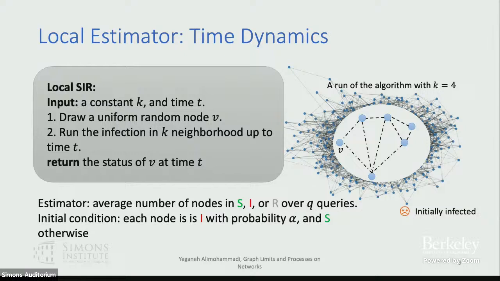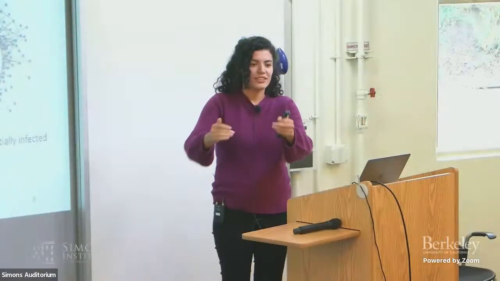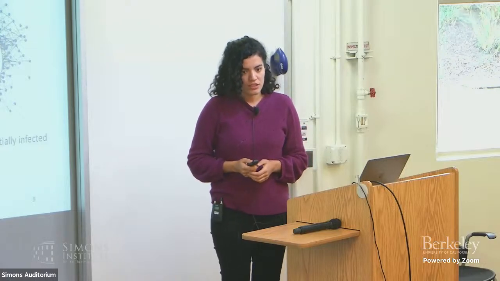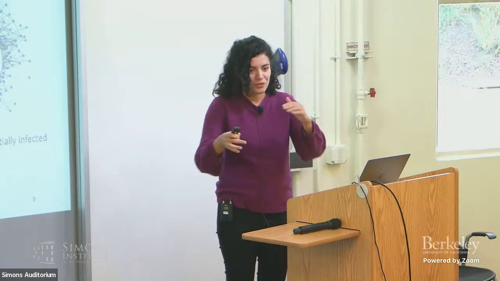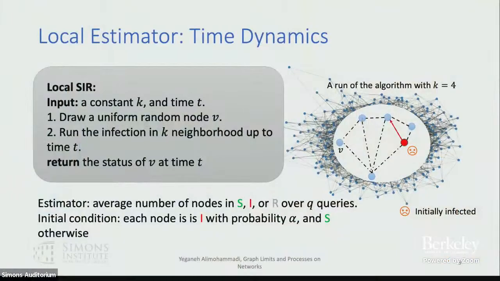So I said initially each node has the same chance of getting infected. In one example of a run of the algorithm with K equal 4, we see, for example, one node is infected initially and then it starts. Is that how many iterations, K steps? It's like I do a depth-first process until I get to K nodes. But I will tell you, it's not that important how you define the K neighborhood. All of radius K.